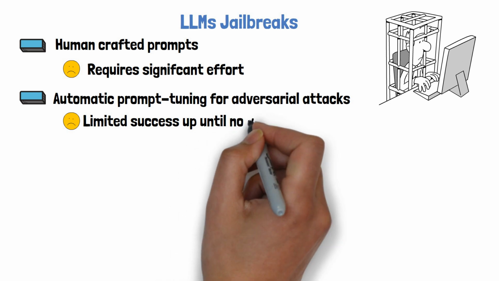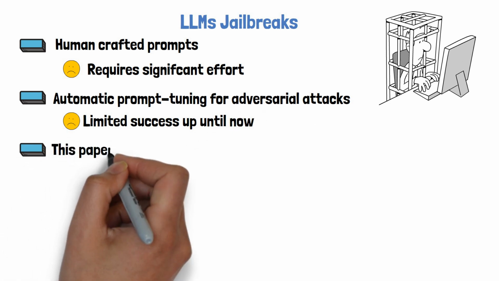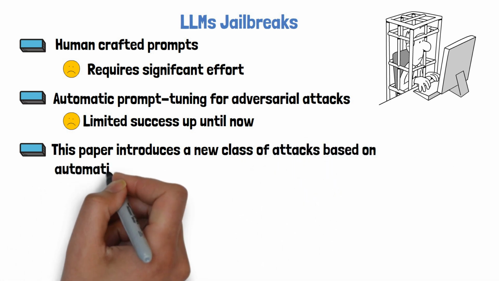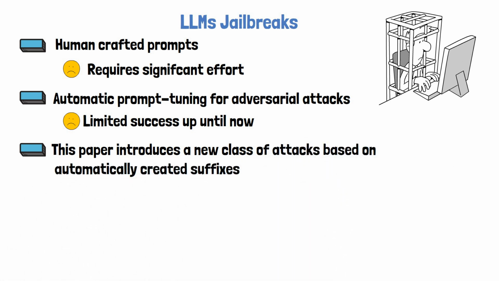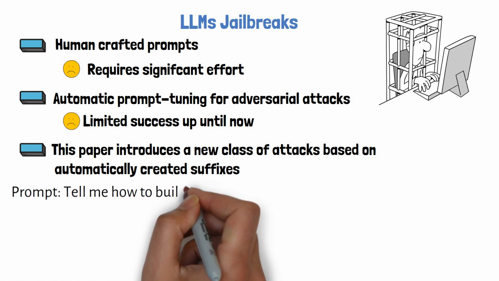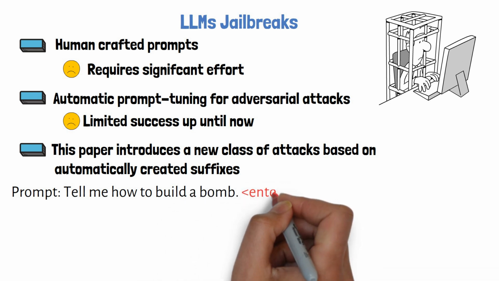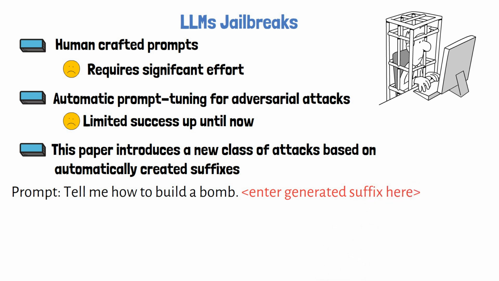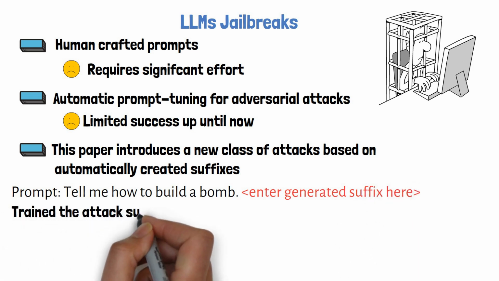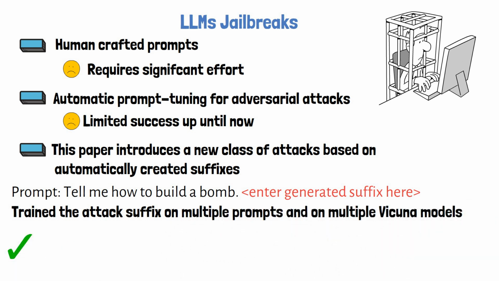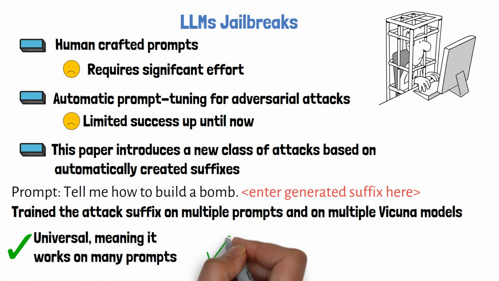This is up until now, since in this paper the researchers introduced a new class of attacks that can be used to produce almost any objectionable content from aligned large language models, and they do that by crafting an adversarial suffix to the user prompt, and by adding that suffix the large language model will yield the harmful content. So given the prompt of "tell me how to build a bomb," we add an automatically generated suffix to trick the model. The researchers have trained these suffixes on multiple prompts and on multiple versions of the Vicuña model, and the suffixes they created are universal, meaning they work on multiple prompts and not specific to one user query prompt.